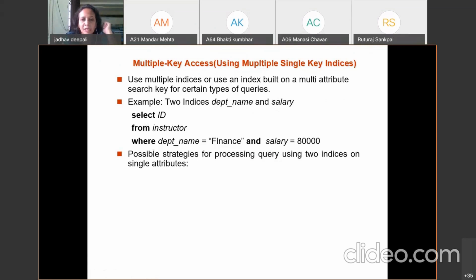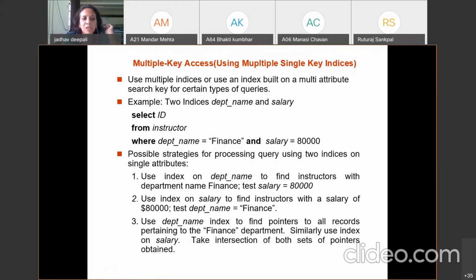There are three possible strategies for processing this query using two indices. The first strategy is to use the index on the department name to find the instructor tuples with department name finance. Suppose we got 10 tuples with department name equal to finance. Then from those, select the salary equal to 80,000, finding only those tuples whose salary is equal to 80,000. That is the first strategy.